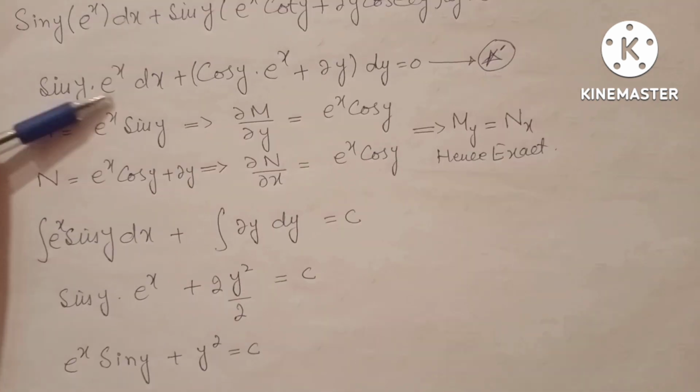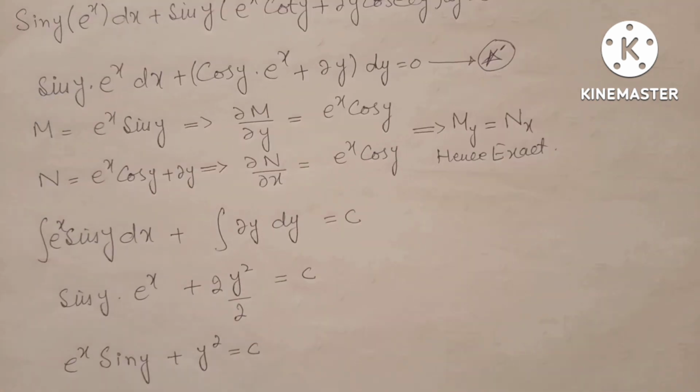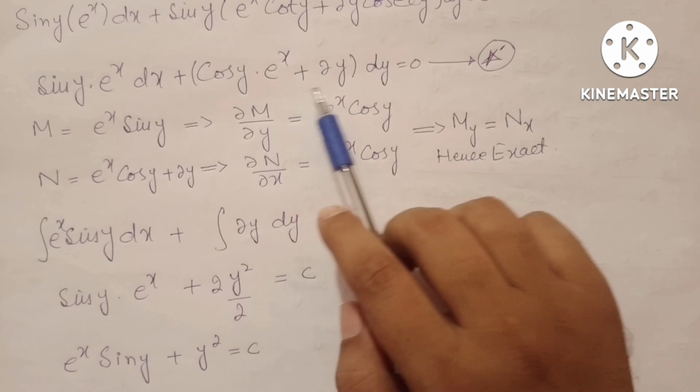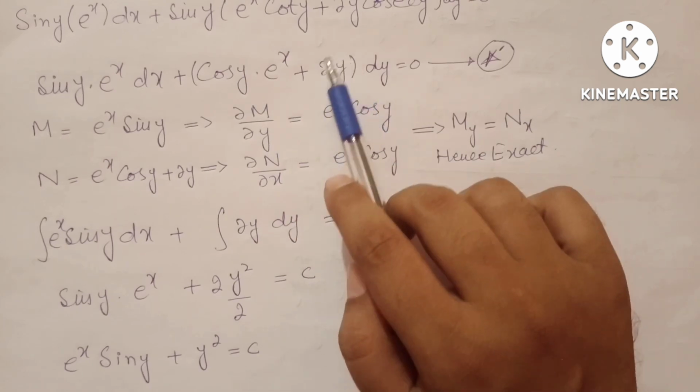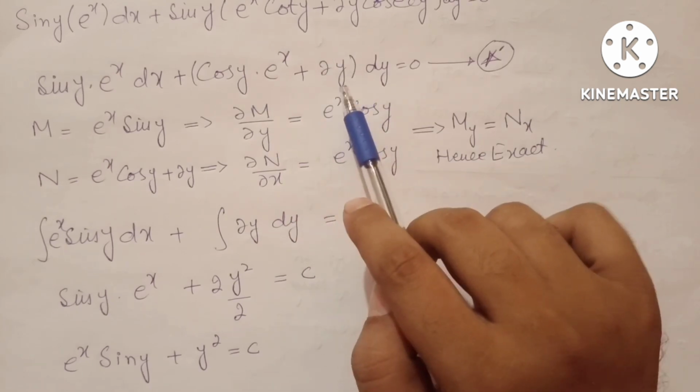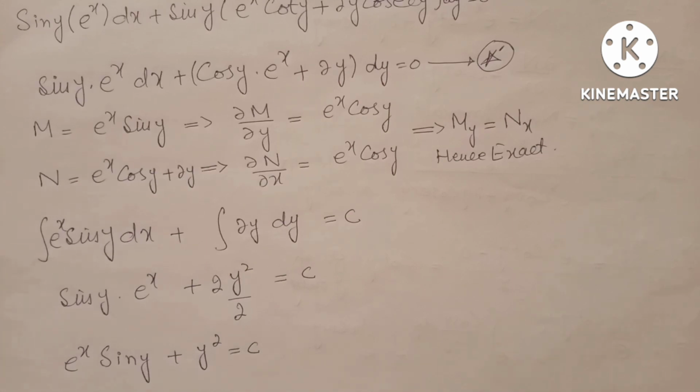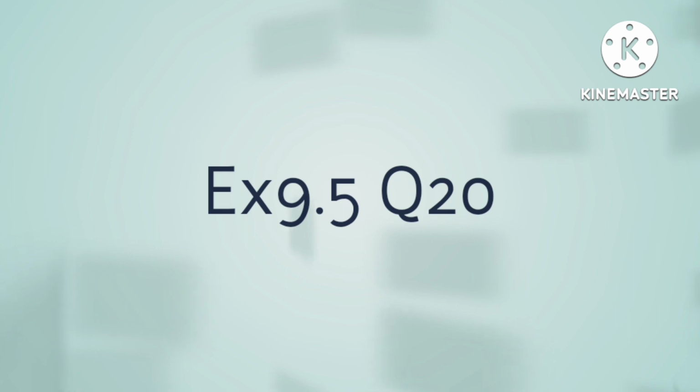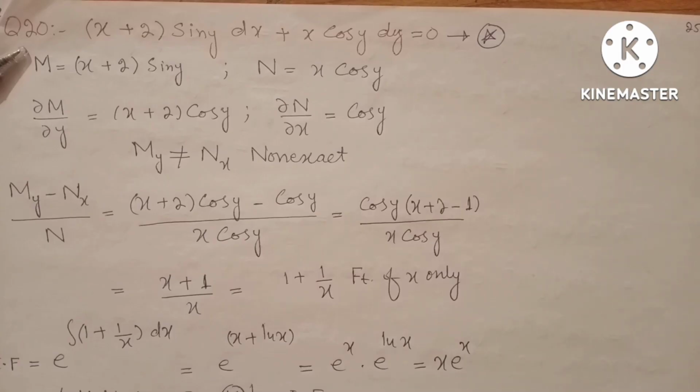We will integrate M and the terms of N which are free from x. Here 2y is the term which is free from x. So we will integrate sin y e^x and 2y. After integrating, we will get the general solution, which is e^x sin y plus y squared is equal to c. Exercise 9.5, question number 20, the last question of exercise 9.5.